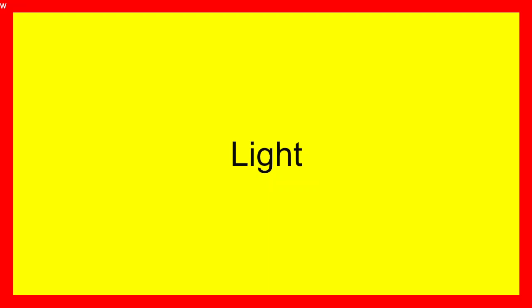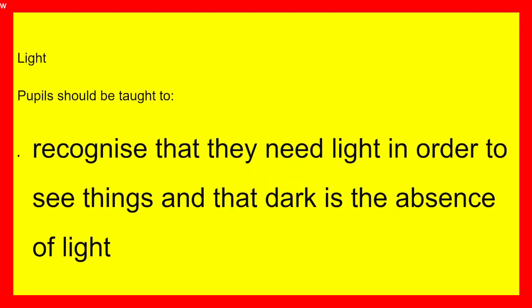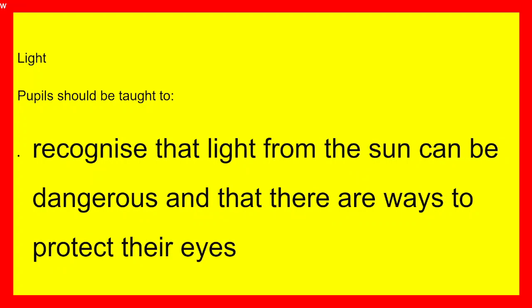Then comes the next area of the syllabus that relates to light. In this area of science, the children should be taught to recognize that they need light in order to see things, and that dark is the absence of light. Recognize that light from the sun can be dangerous, and that there are ways to protect their eyes.